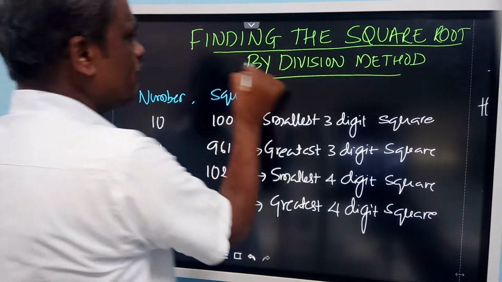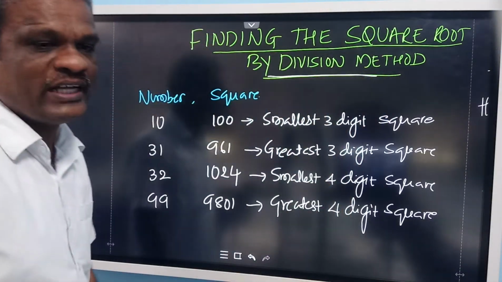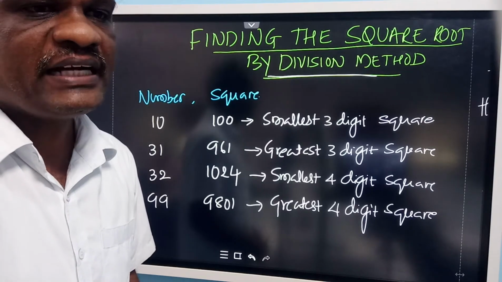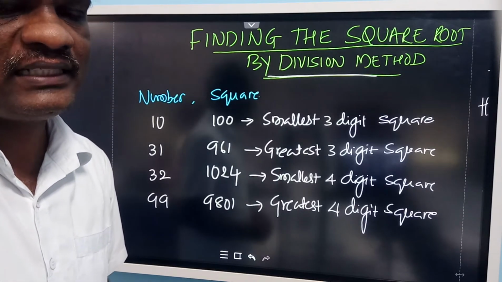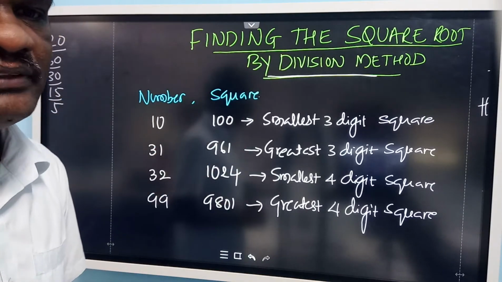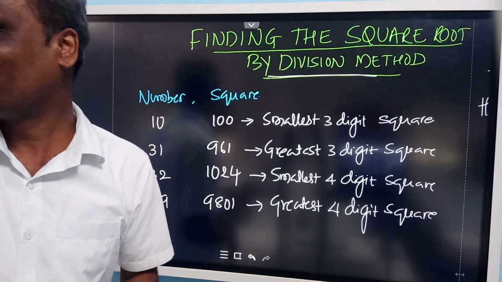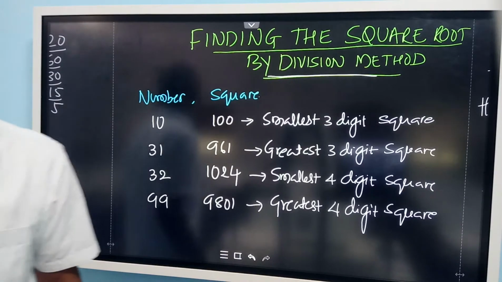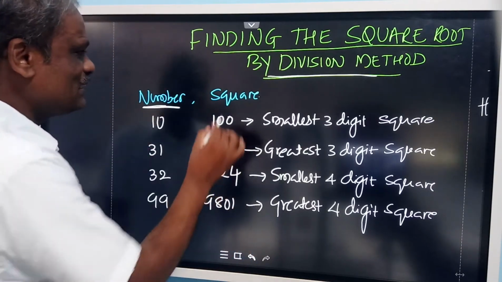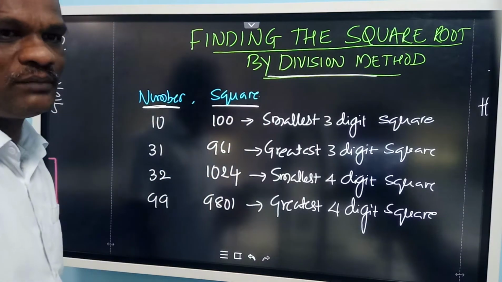Finding the square root by division method. Why division method? For bigger numbers, factorization method becomes very lengthy and difficult. So for that we follow this division method. So now the given number is like this and the square number we have written here.